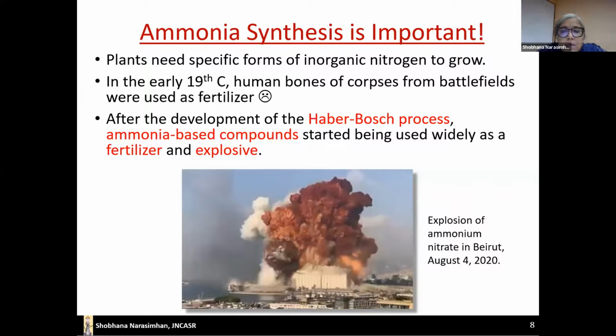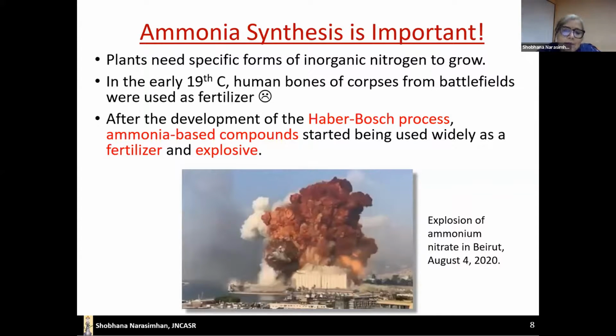And after the development of the Haber-Bosch process, ammonia-based compounds started being widely used as fertilizers. They're also used as explosives. So this was in the news a couple of months ago when a large amount of ammonium nitrate, which was stored in a warehouse in Beirut near the port, exploded. And as you probably remember reading, it caused massive damage to the city of Beirut. Large parts of the city were destroyed, and that's shown in this picture, the explosion of ammonium nitrate.